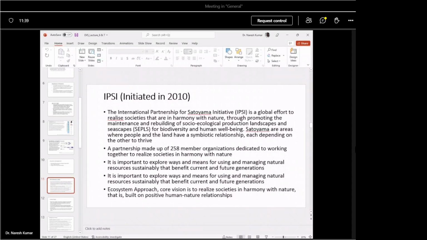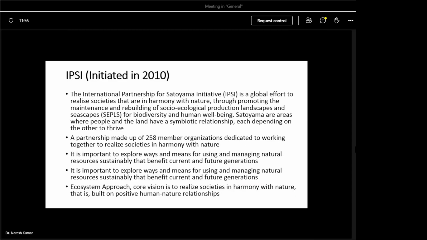So this is an initiative which is a global effort to realize societies that live in harmony with nature through promoting the maintenance and rebuilding of socio-ecological production landscapes and seascapes for biodiversity and human well-being. See what happens, in simple words, when we are extracting something at a rate very high compared to the rate of addition? We are going to run out of that resource, isn't it? So that is what is happening with the modern lifestyle that is being practiced across the globe.